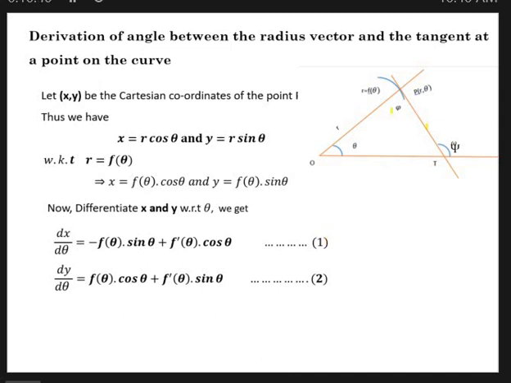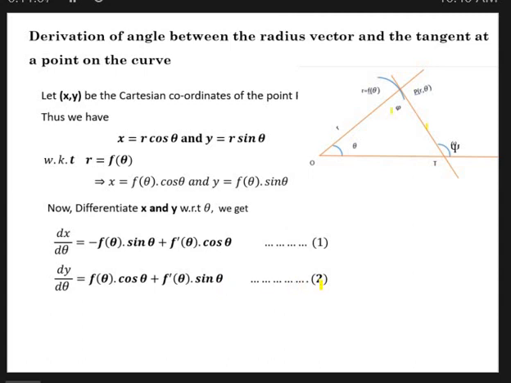Similarly, the second equation, y is equal to f of theta into sin theta. Then the derivative of this with respect to theta is dy by d theta, which is equal to f of theta into cos theta plus f dash of theta into sin theta. Let us take this as equation 2.